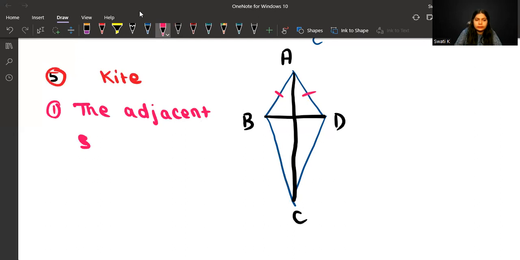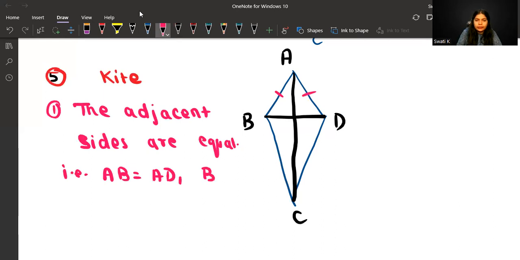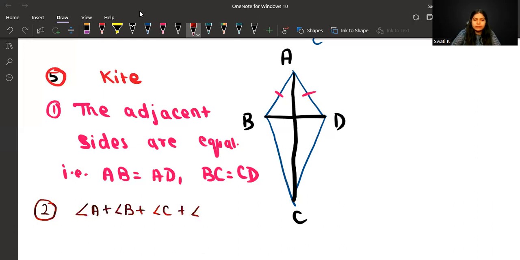Adjacent sides are equal. That is, AB is equal to AD and BC is equal to CD. So that is one property of a kite. Next is, of course, the sum of the angles is 360 degrees. So I'll just write that: angle A plus angle B plus angle C plus angle D is equal to 360 degrees.